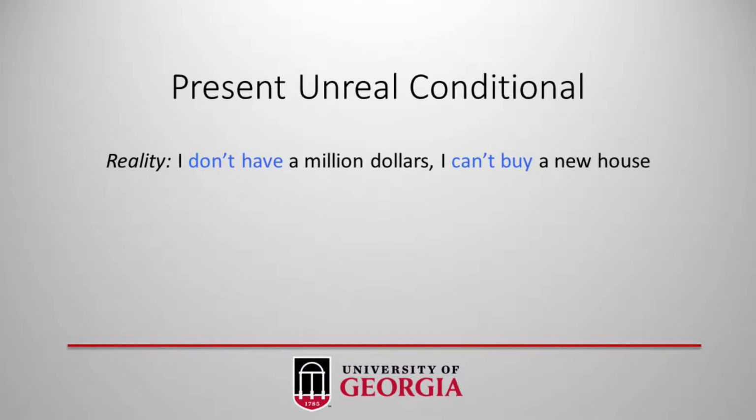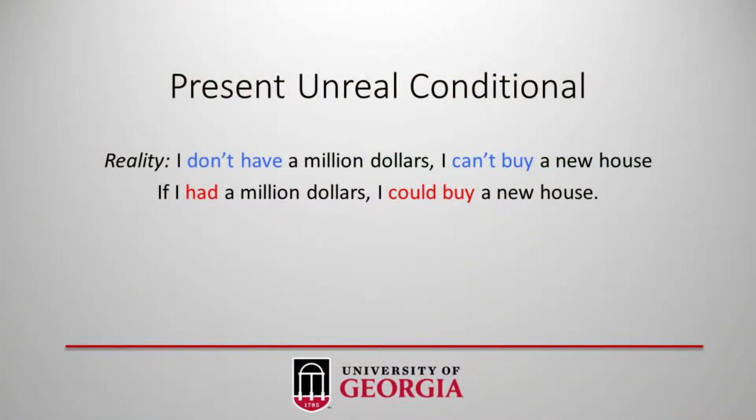In the first example, the reality, the real situation is I don't have $1 million and I can't buy a new house. If I want to put this in the unreal conditional, I have two parts. I have the if and the result. In the if statement, I say if I had $1 million, and in the result, I say I could buy a new house. Now, notice how the verb tense has shifted a bit.